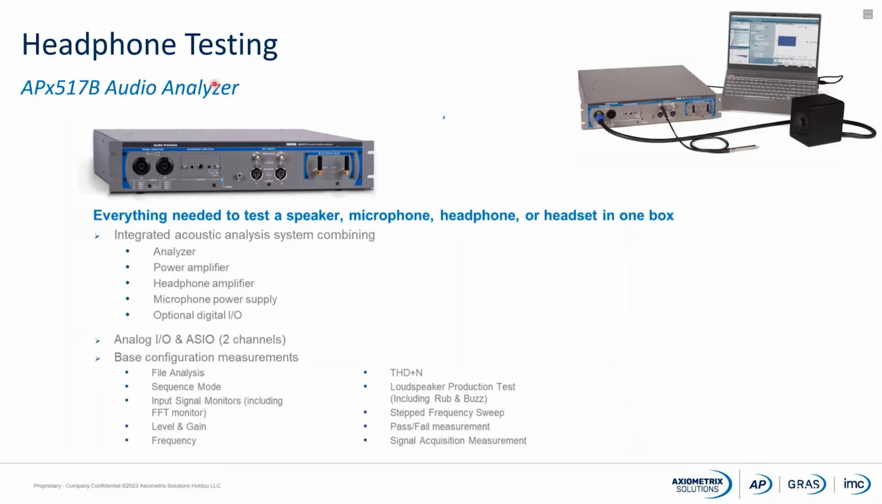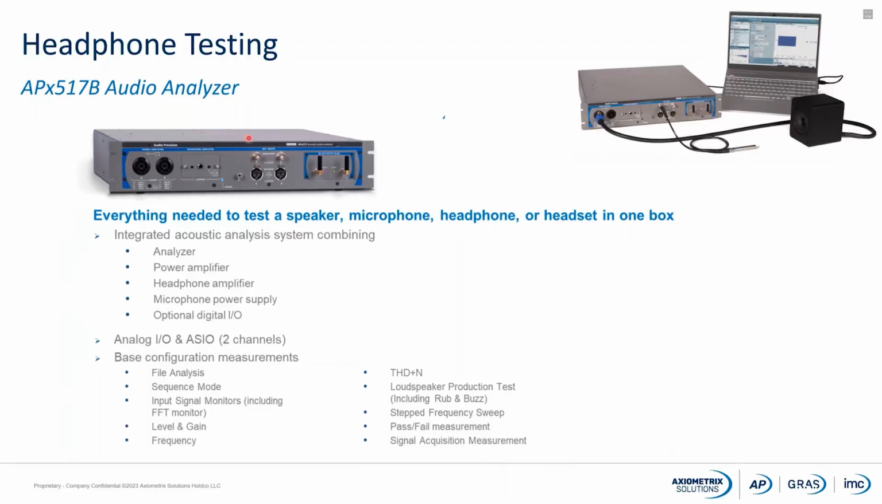So for example, you will find a power amplifier for driving loudspeakers. Then you have a headphone amplifier for driving wired headphones. And then we have two inputs that can work as microphone inputs with both plus 48 volt phantom power or CCP, ICP power supply for measurement microphones.